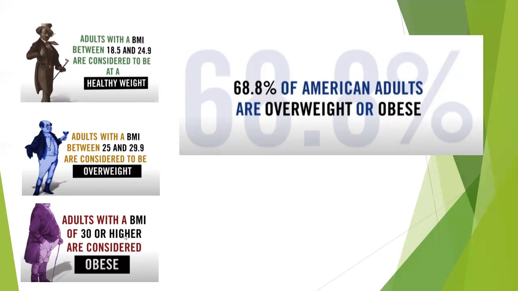Okay, adults with BMI between 18.5 and 24.9 are considered to be a healthy weight. Adults with a BMI between 25 and 29.9 are considered to be overweight, and adults with a BMI of 30 or higher are considered to be obese.